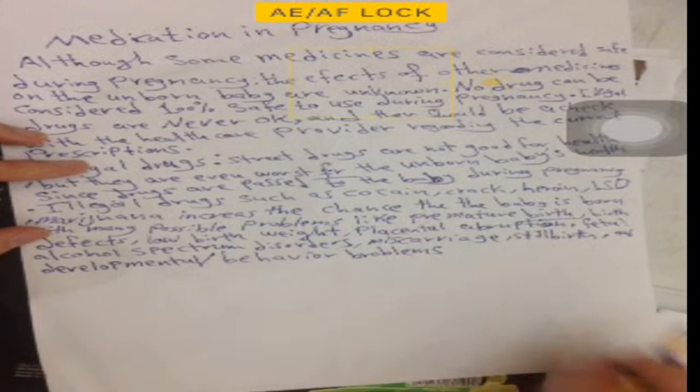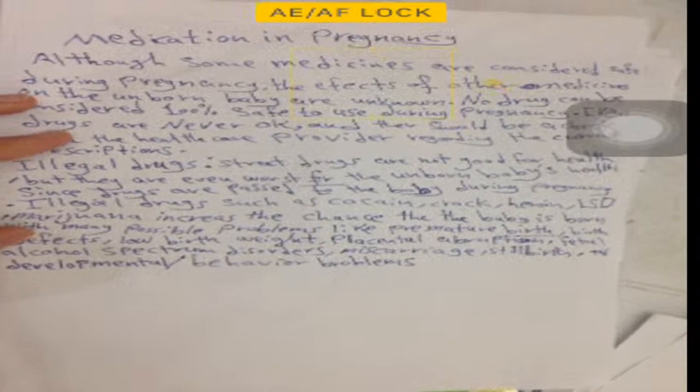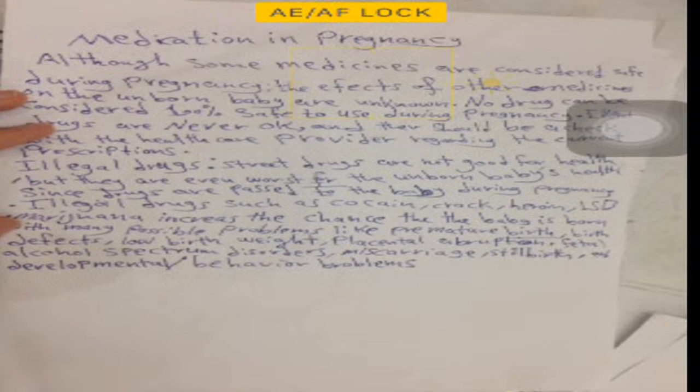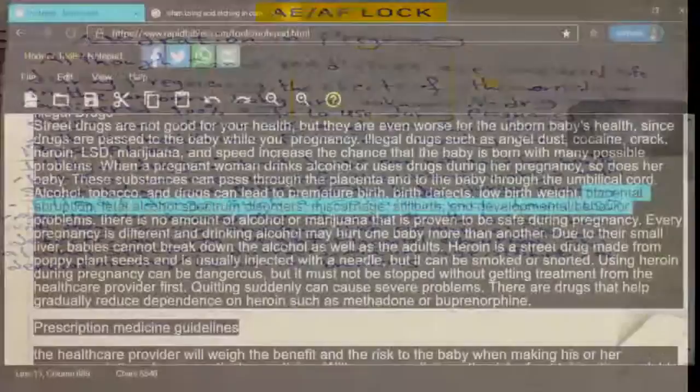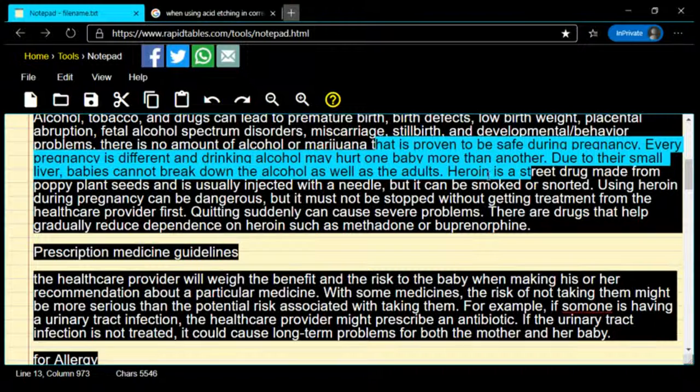Very serious illnesses that are caused by using illegal drugs, LSD, marijuana, like miscarriage, stillbirth, etc. And we have these problems. No amount of alcohol is proven to be safe. Babies have small livers.